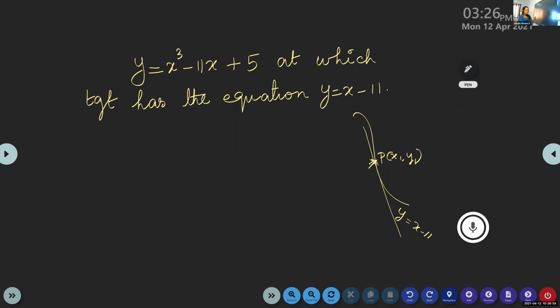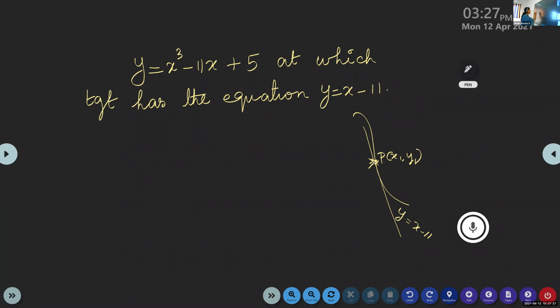Is the question clear? Aparna, read the question. Yes, ma'am. Find a point on the curve y is equal to x cube minus 11x plus 5, at which the tangent has the equation y is equal to x minus 11. The equation of the tangent is given, isn't it? The point is not given. So this is the point of contact. Point of contact means it is the point which lies on the curve as well as on the tangent.